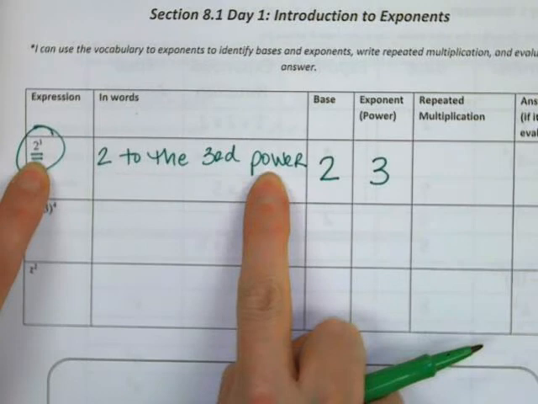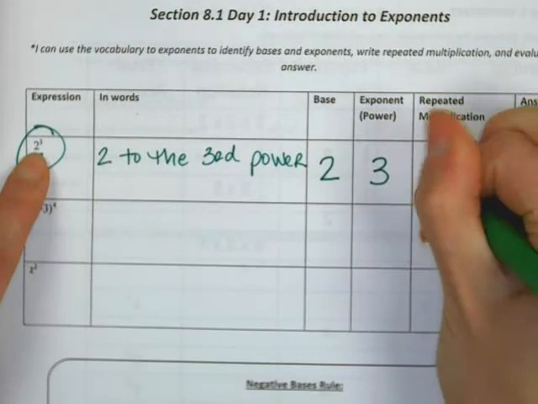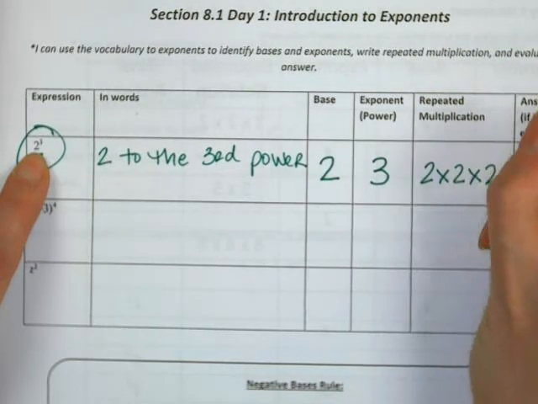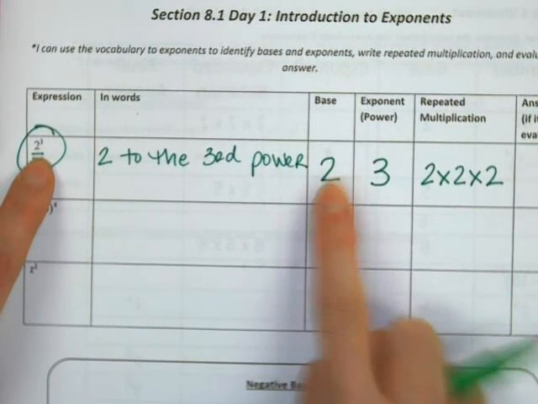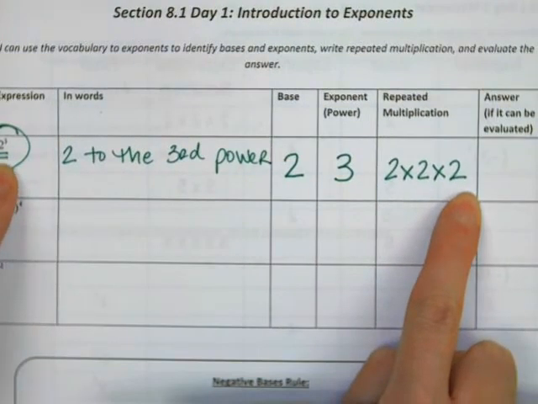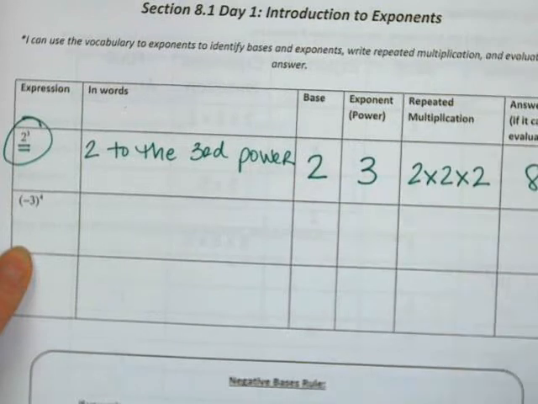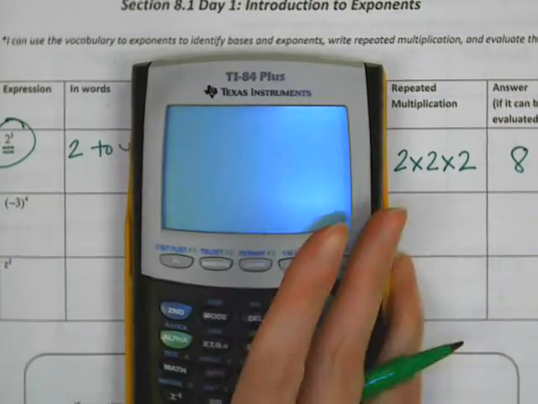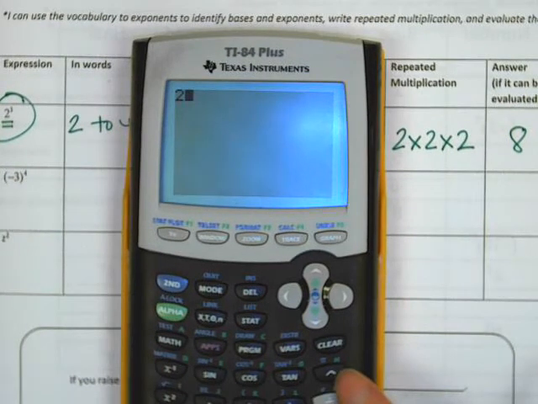And then what does this really mean? 2 to the third power, what it really means is repeated multiplication. You're multiplying 2 by itself 3 times. So you're multiplying the base times itself this many times. Okay, and then to get the answer, feel free to just type it in the calculator. 2 to the third power ends up just being 8. And let me show you guys how to type that in. You're going to hit 2, and then this little button here is how you get the exponent. And then you type in 3, and then notice that's how I got 8.